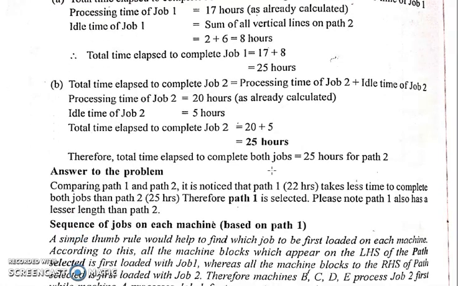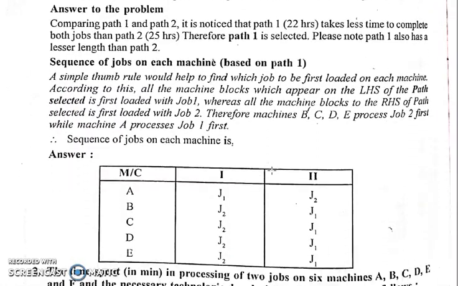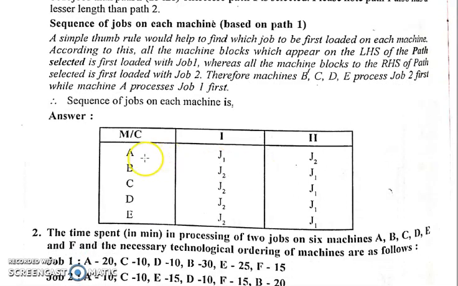So this will be the sequence of jobs, and the final solution will be: for machine A, first process job 1, then job 2. For machine B, first process job 2, then job 1. And similarly for B, C, D, E, process J2 first, then J1. So these are the solutions.